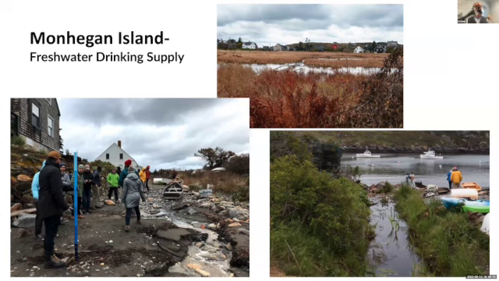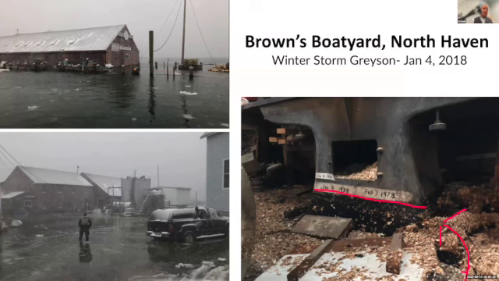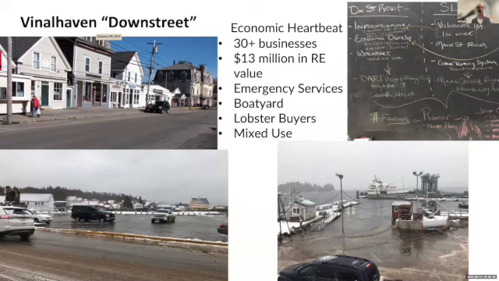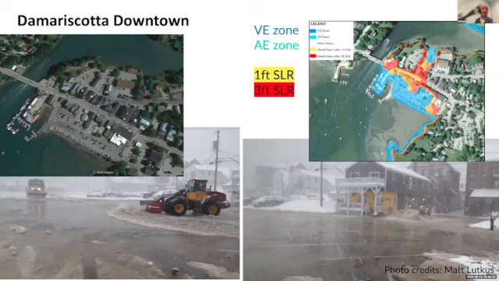This is the island of Monhegan. They have a very vulnerable and low-lying aquifer that the entire island relies on that is precariously positioned to be overtopped by sea level rise. Working waterfront infrastructure like Brown's Boatyard on North Haven, the entire downtown of Vinalhaven, and the downtown of my hometown of Damariscotta are already feeling the impacts of sea level rise.